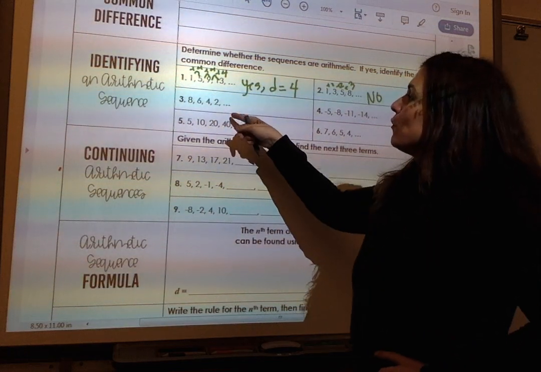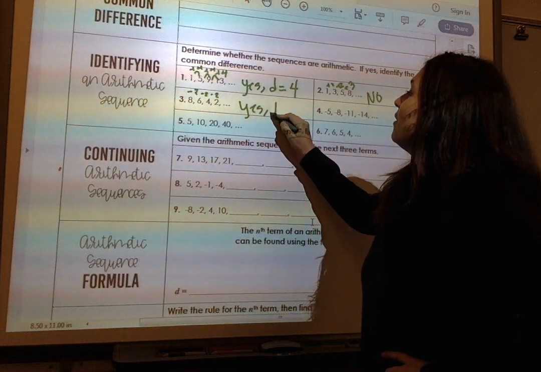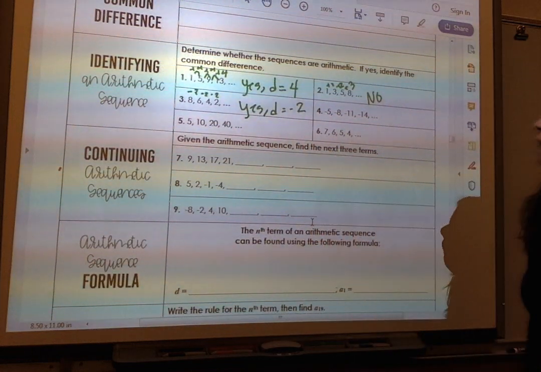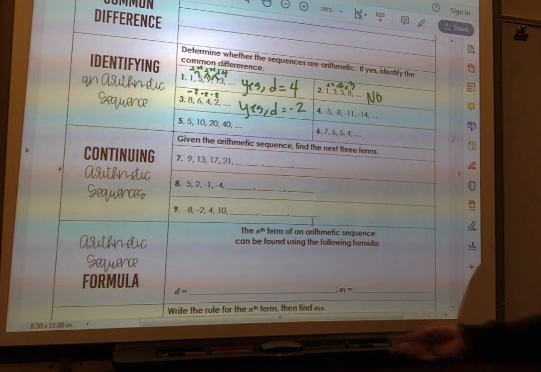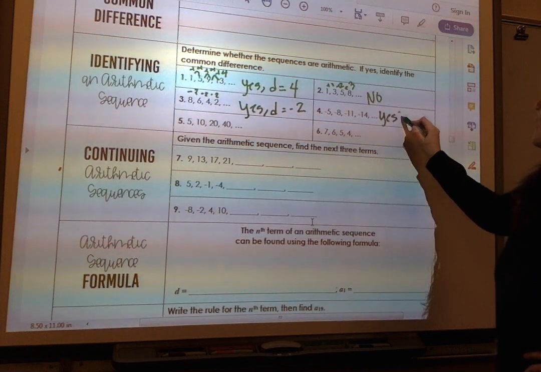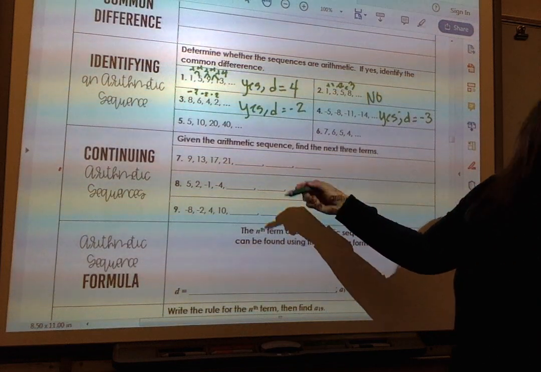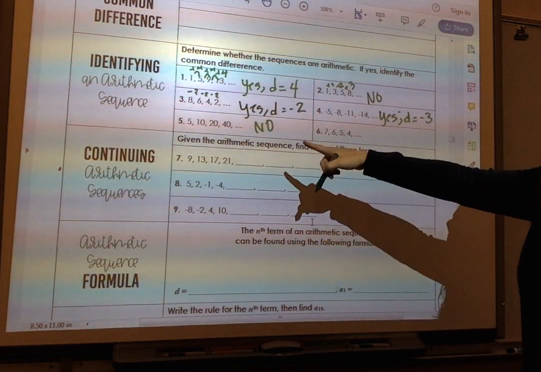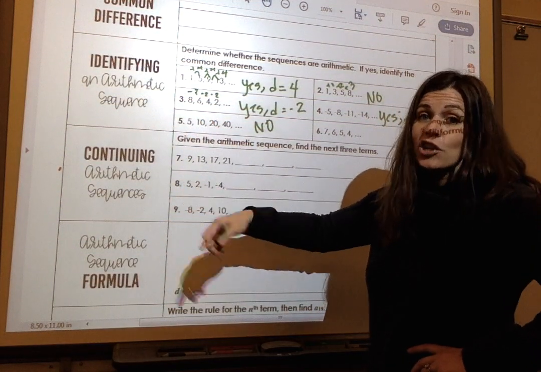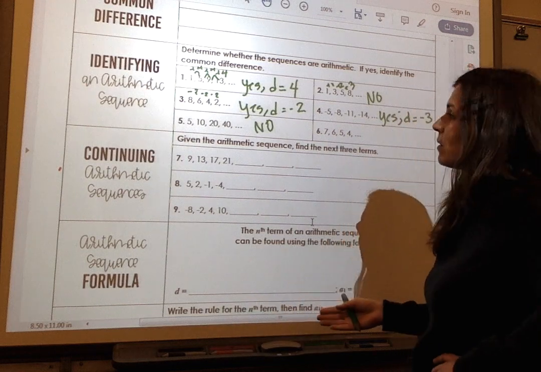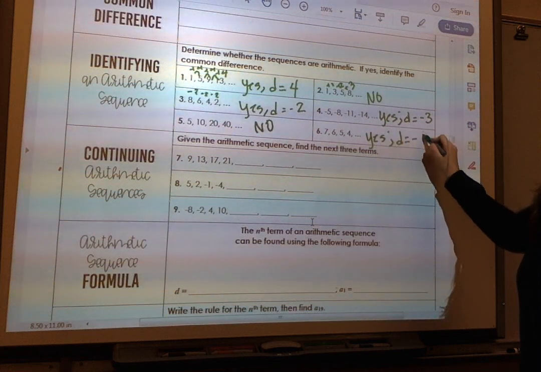Look at number 3. 8, 6, 4, 2. So down by 2, down by 2, down by 2. Yes, and the difference is negative 2. So see if you can do 4, 5, and 6 on your own, and let's see if we get it. So, welcome back from pause. And the difference, and notice I'm putting d equals negative 3. Here it is no, because I'm multiplying by 2. So even though it looks consecutive, I can see a pattern, but it's multiplication, not addition. So it's not arithmetic. It's multiplying by 2. And so this one is yes, and the difference equals negative 1.